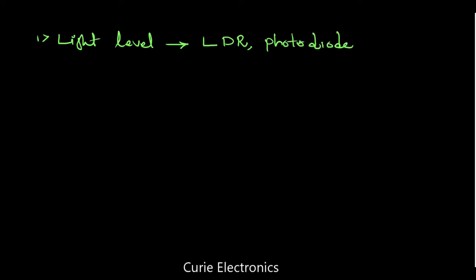Now we have light level. See, light level, if you want to know, a few examples we will see. What is the intensity of light? If you want to detect, what are the sensors we use? We can use LDR. LDR means light dependent resistor. Then we can use photodiode. Then what else? Phototransistor. Even a solar cell.